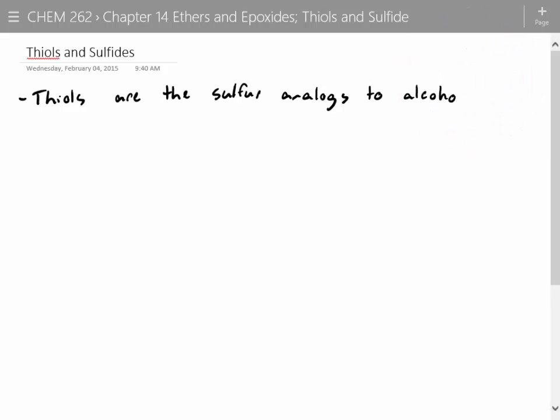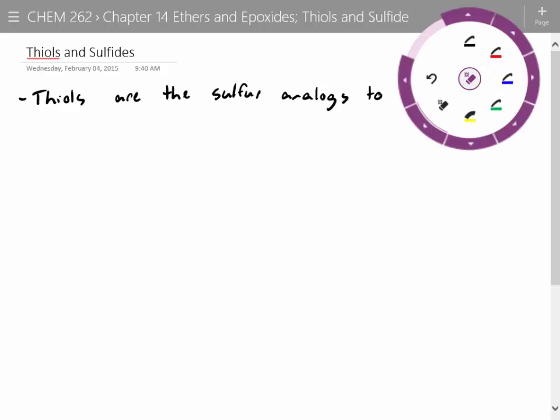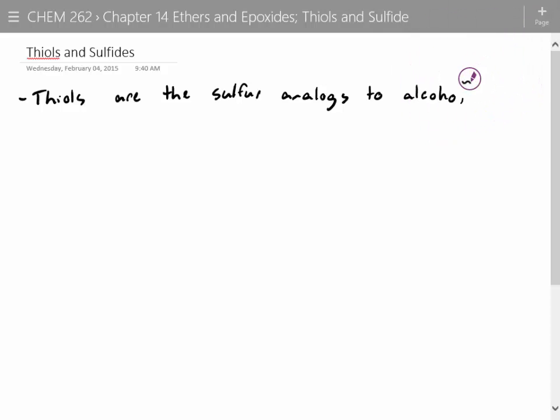If you look at the periodic table, row 6A, if you go right below oxygen, you run into sulfur. They have very, very similar reactivities in organic chemistry. The naming system is a little bit different though, so I'll briefly touch on that.